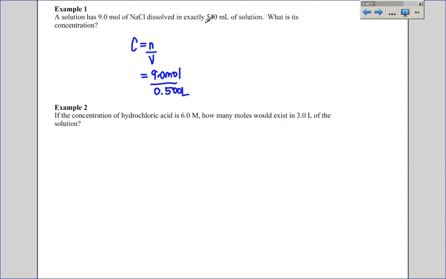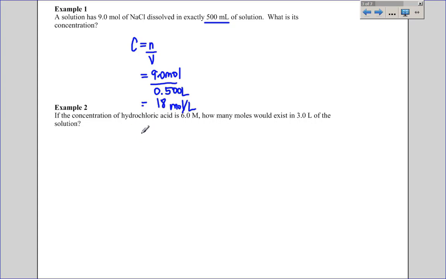Now, as you're going to see when we start to prepare our own solutions, when you see a value like 500 milliliters of solution, this will be prepared in a special kind of flask. So you can take these as being exact values. In other words, you can take this as having 3 significant digits. So when we finalize our answer here and we find that it's 18, we can report it to 2 significant digits, limited by the 9.0. So I can write 18 moles per liter, or I could write 18 molar, or 18 capital M.